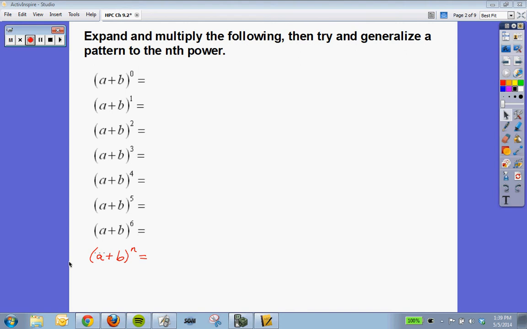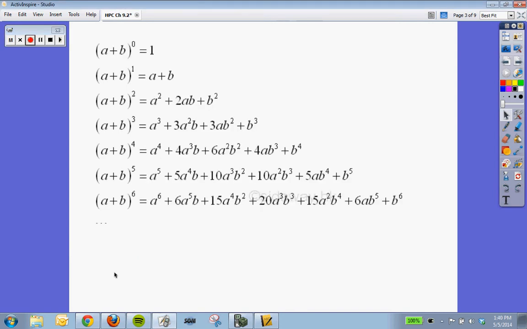Okay, you guys, so if you have expanded and multiplied everything correctly so far, then you should have gotten this here. So let's go through here and find some patterns. Let's not worry too much about the coefficients of the A's and the B's, but let's go ahead and think about some of the patterns that we see with the exponents.